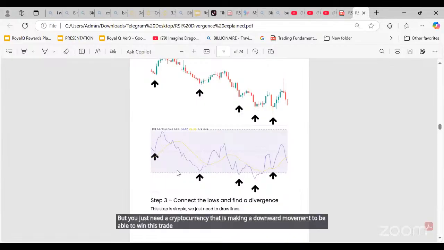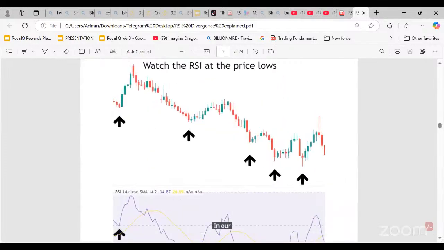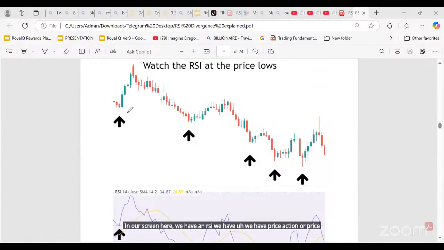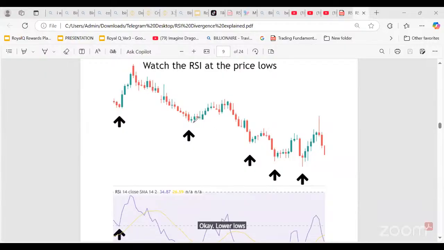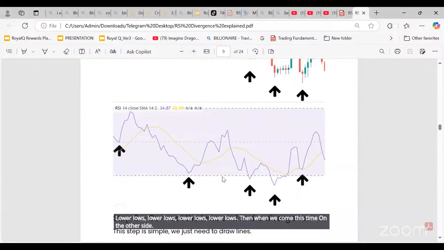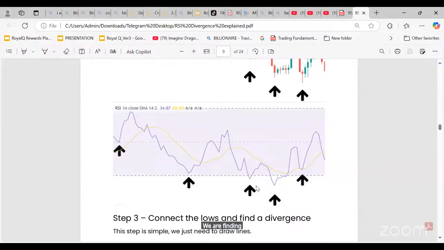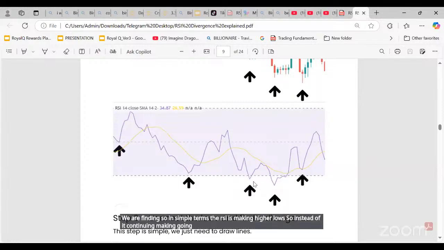For example, on our screen here, we have an RSI. We have price action making what we call lower lows, lower lows, lower lows. Then when we come to this side on the RSI, in simple terms, the RSI is making higher lows. So instead of it continuing going down, you find that it changes its movement.